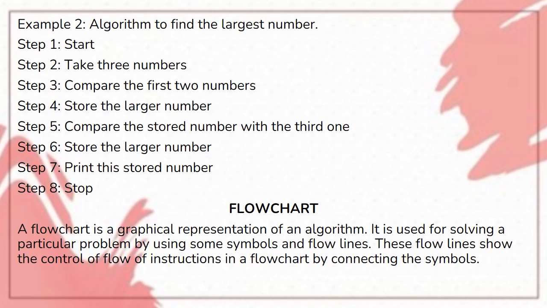Step 8. Stop. Flowchart. A flowchart is a graphical representation of an algorithm. It is used for solving a particular problem by using some symbols and flow lines. These flow lines show the control of flow of instructions in a flowchart by connecting the symbols.